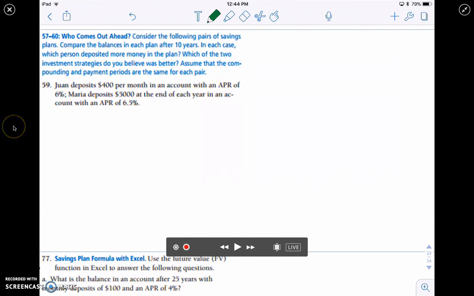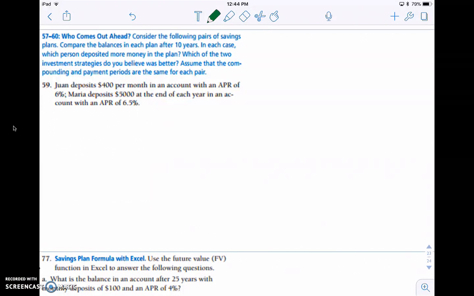But in this one, we want to find out who comes out ahead. And so we've got 2 saving plans. We want to compare the balance after a 10-year period. And we want to know which of the 2 strategies you believe was better. And we're going to assume that the compounding and payment periods are the same for each pair. So we're trying to compare apples to apples here.